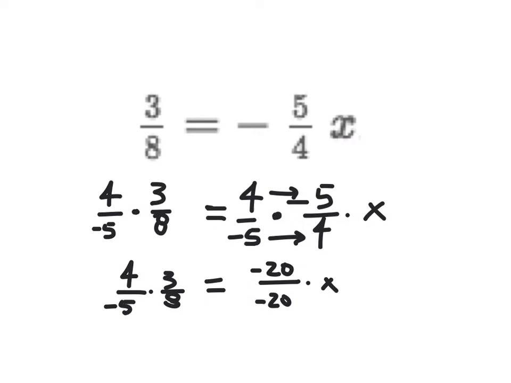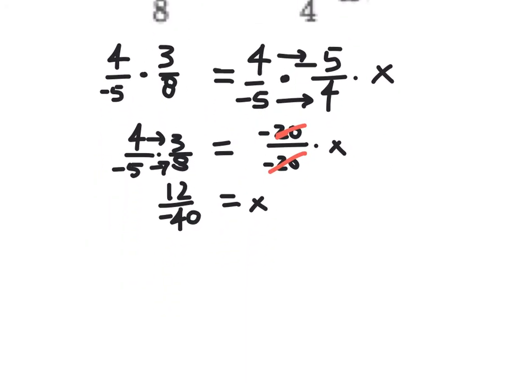So now think about it. Negative 20 divided by negative 20 is 1, so this divides out to 1, and then you're just left with x on the right side. If you get 4 times 3, that's going to give you 12, and then negative 5 times 8 is going to give you negative 40. So then we've got 12 over negative 40.